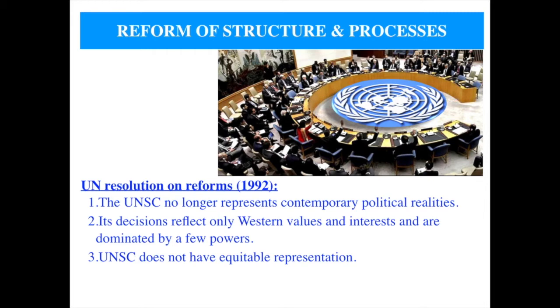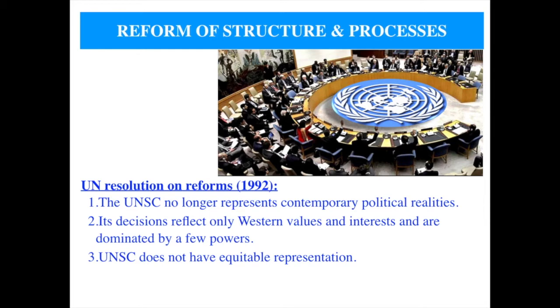And the second complaint says that the United Nations decisions reflect only Western values and interests and are dominated by a few powers. Now, many strongly felt that there's a need for change in the United Nations. Since the United Nations includes many Asian as well as African countries, its decisions should also reflect the interests of these countries, especially the developing countries, and not only Western values. Fine? And the third complaint was that the United Nations Security Council does not have equitable representation.